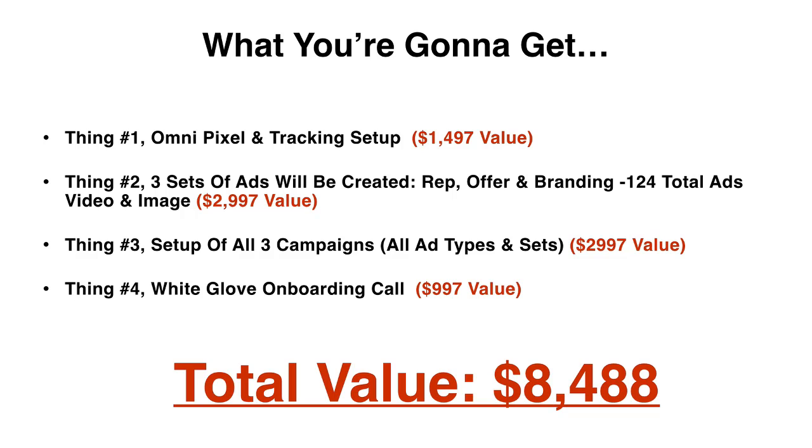Thing number three is we're going to set up all three campaigns once we've created all the banner ads. So you're going to have all the ad types in there and all the different sets in there. Then we're also going to do all of the campaign setup, like setting up all the settings, making sure that we're not advertising to people in different countries than you if you only want to advertise in a local market or only in the US, for example.